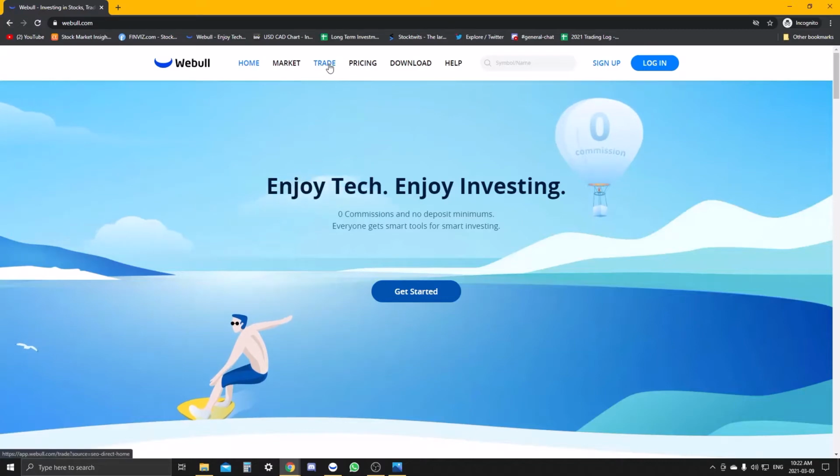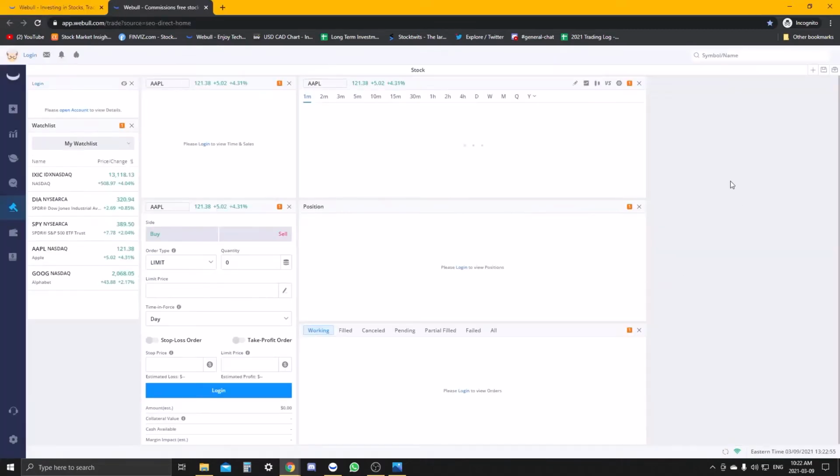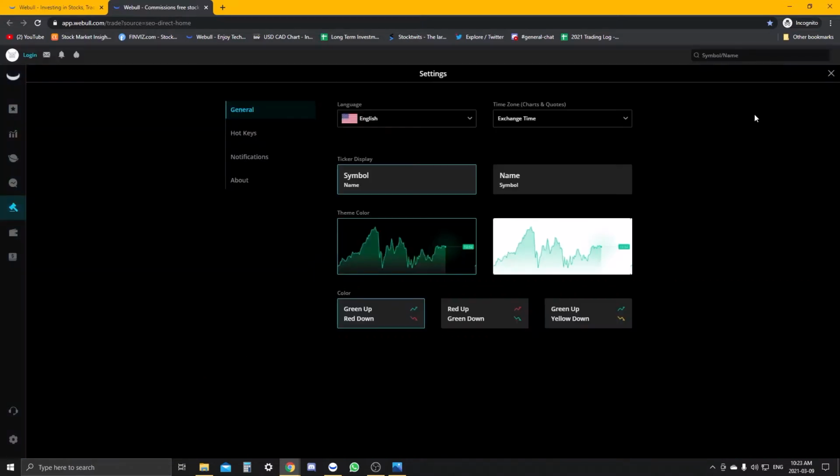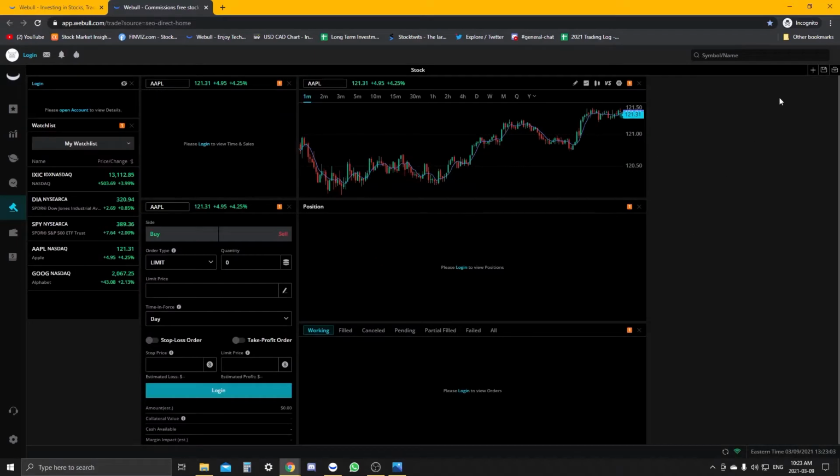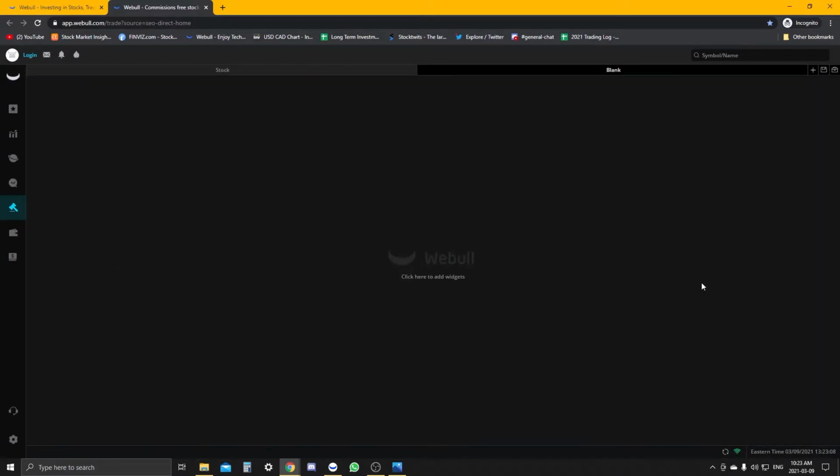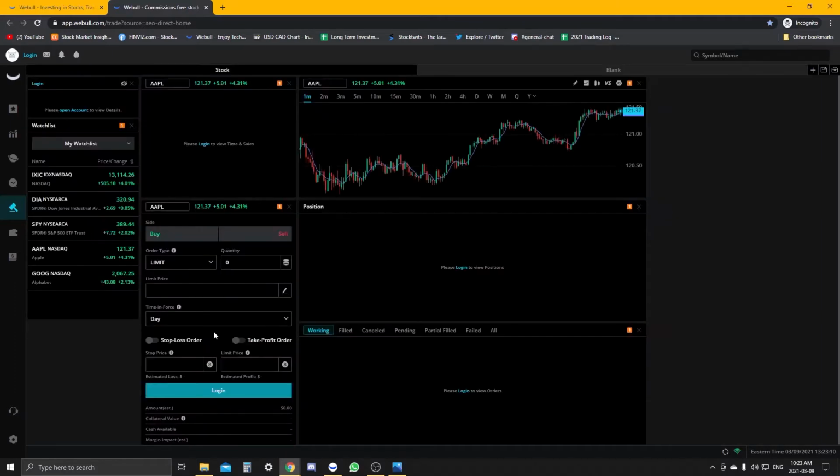So what you want to do is go to Trade, and you get this white screen. Now, if you're like me and look at charts quite a bit, you probably want to make it a little bit darker, easier on the eyes, like that. And then what you do is you click this right here, New Board, and just go to blank, because you want to just start it up. I don't really care about this other stuff. I just want the chart.